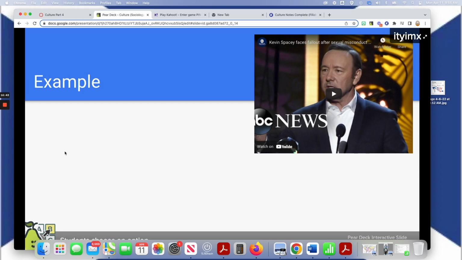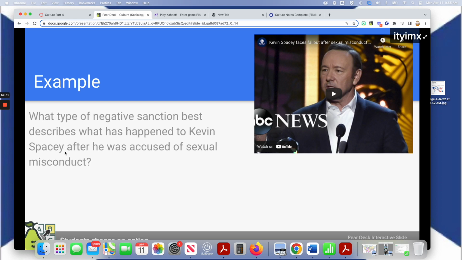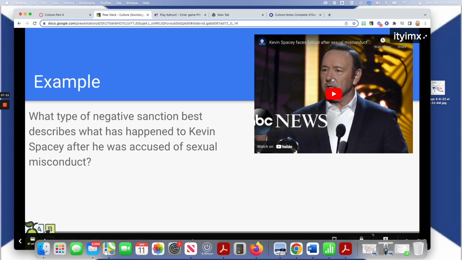We're going to look at another example now. This has fallen some ways down from the headlines, partly due to time and partly because other things have happened. But I want you to think about the type of negative sanction that best describes what has happened to Kevin Spacey after he was accused of sexual misconduct. And I will watch a video because I assume at this point many of you may not even know who Kevin Spacey is or that there was ever any problem where he was accused of misconduct.